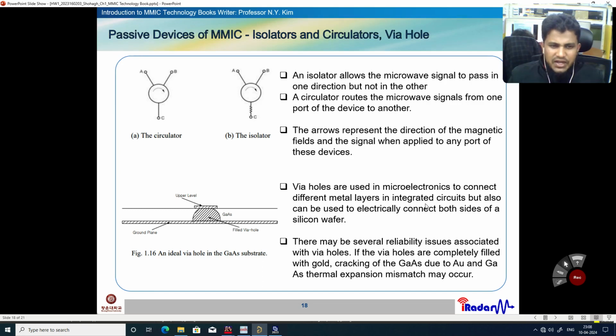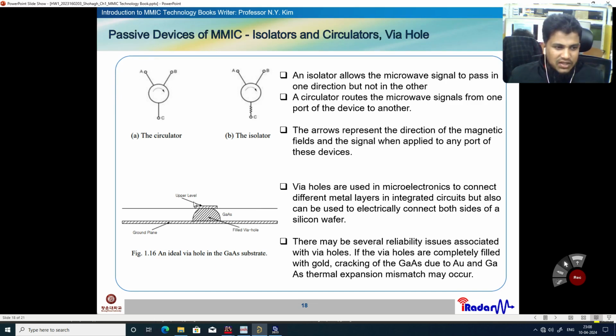In integrated circuits, vias can also be used to electrically connect. As I already said, on a silicon wafer we need to connect one layer to another layer. There are several reliability issues associated with via holes. If the via holes are completely filled with gold, cracking of the gallium arsenide may occur due to gold and gallium, as a thermal expansion mismatch may occur here. So this is the view of a via hole we are using here.